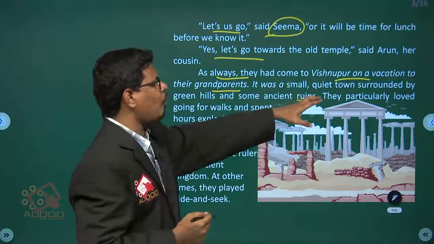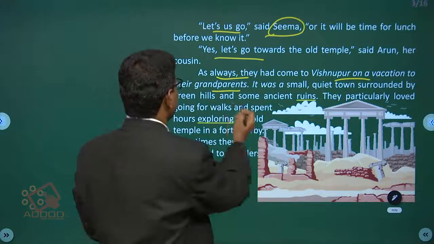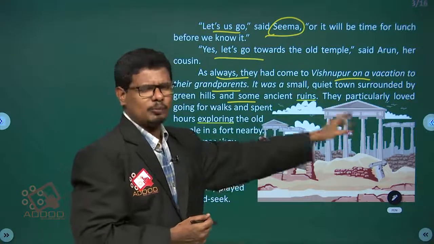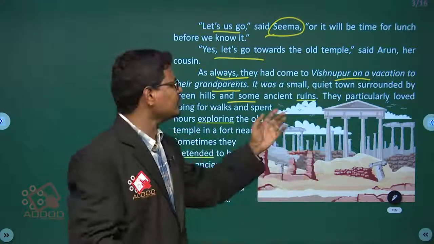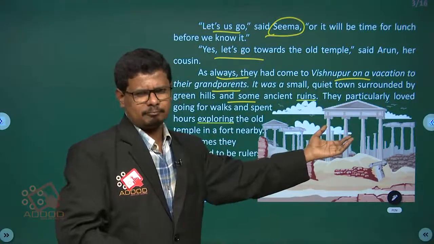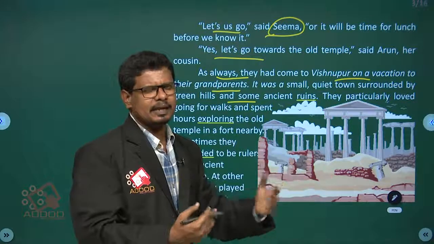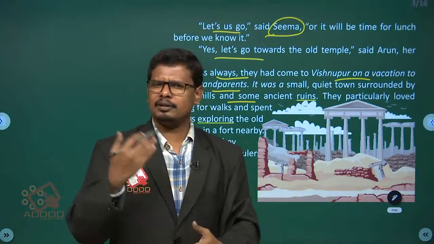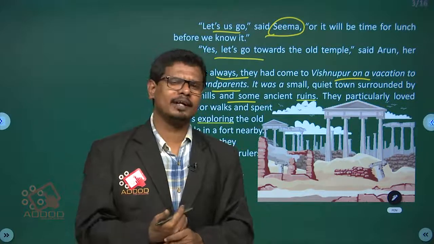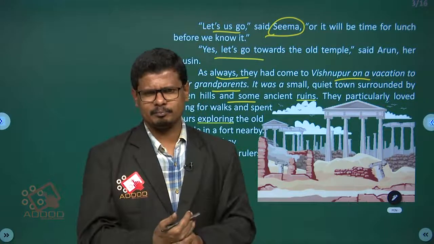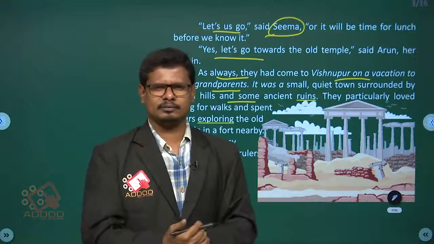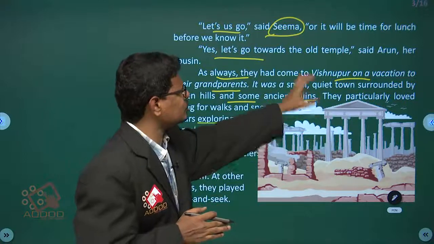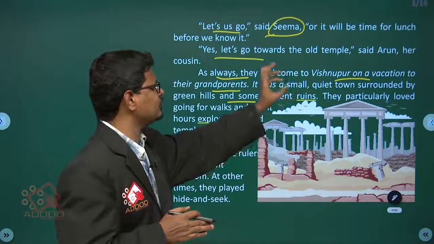It was a small, quiet town surrounded by green hills and some ancient ruins. It is quiet, it is small, and it is surrounded by what? Ancient, destroyed buildings. Some buildings would get destroyed. For example, when you go to Warangal, you see the palaces of the yesteryear people who ruled Warangal or who were staying in Warangal, the kings and the queens and the soldiers, right? You prefer going there. So this is a small town which is quiet and which has some ancient ruins.